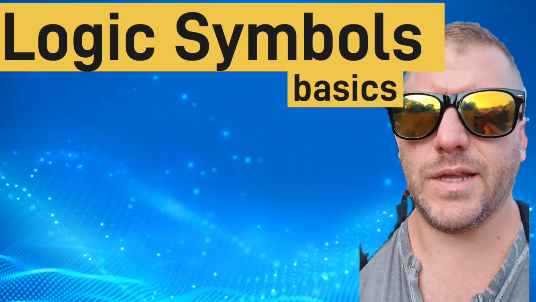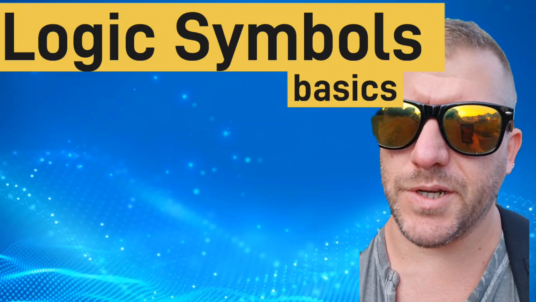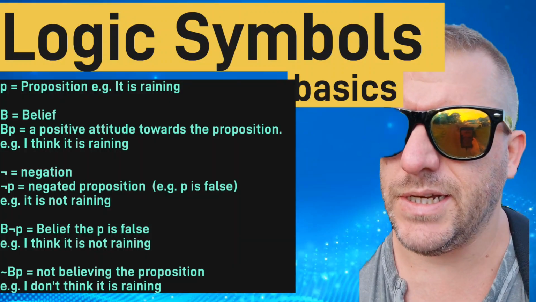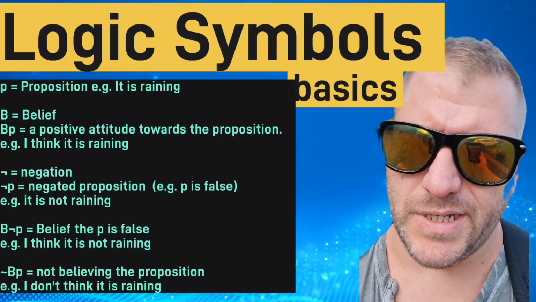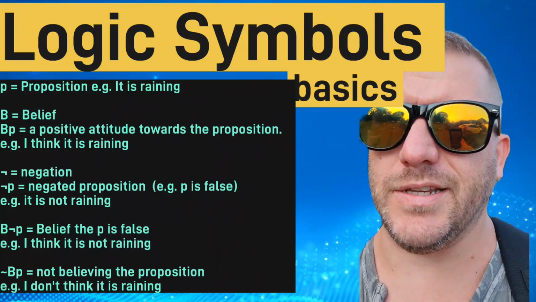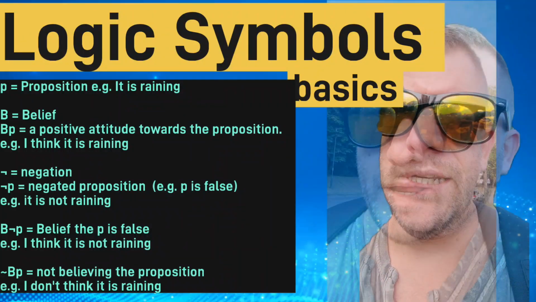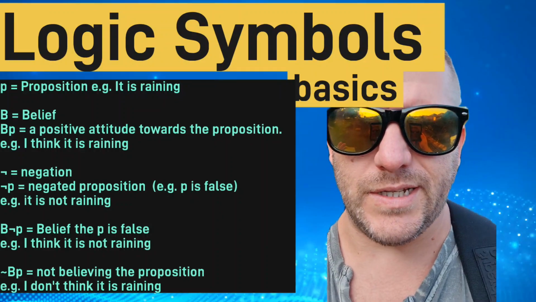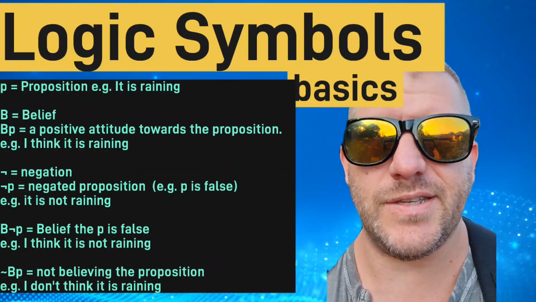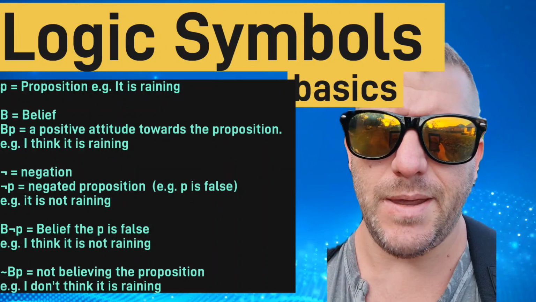If we use their logic symbols to denote what they all mean for ease, we've got P for proposition, B for belief, and the negation symbol. And therefore we've got these qualities that we can put in the sets, and we'll call these sets A, B and C.